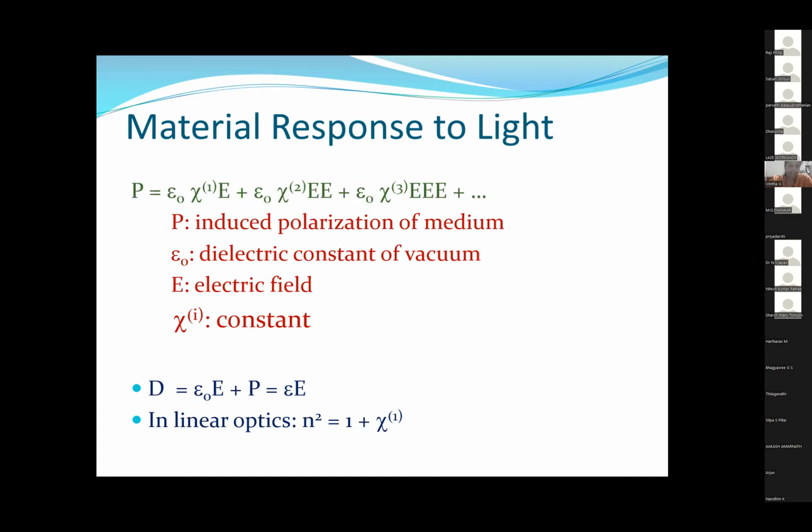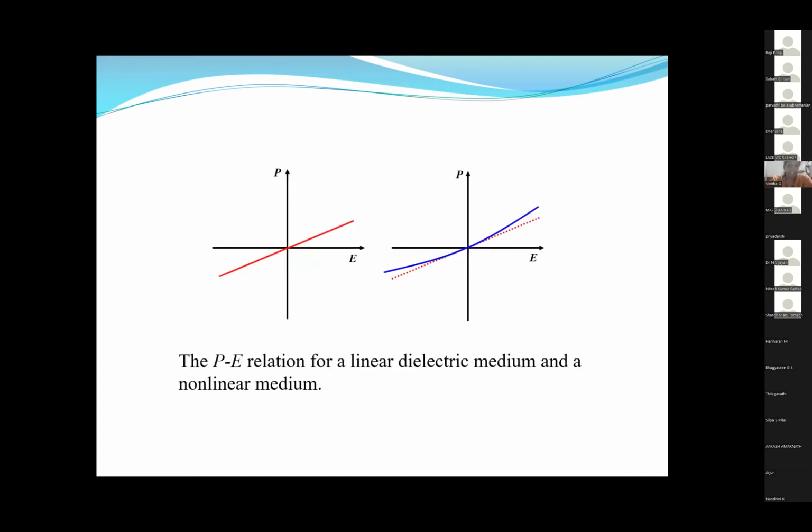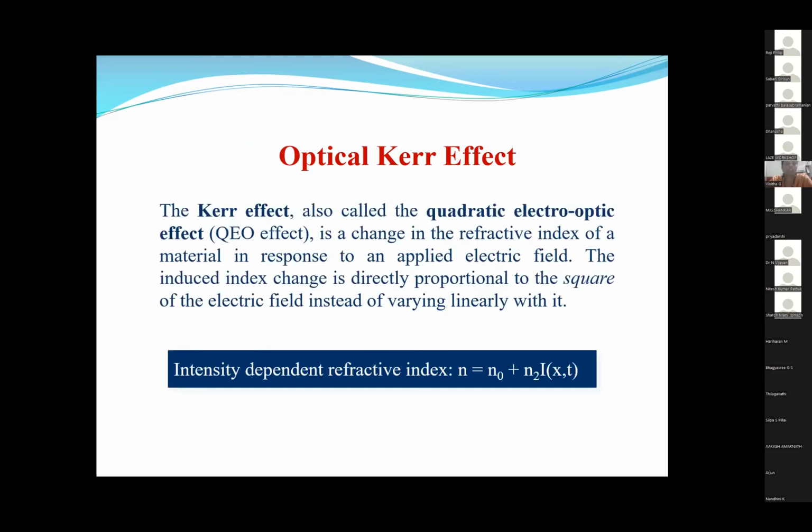Now, if the medium is linear, the relationship between the electric field and the polarization is going to be linear, but it is not linear in the case of a nonlinear medium. So this is another important thing that we will be learning, that you would have heard about, the optical Kerr effect. You would have learned this in your PG also, the Pockels effect, the Kerr effect. This Kerr effect is what we are going to exploit here for our work.